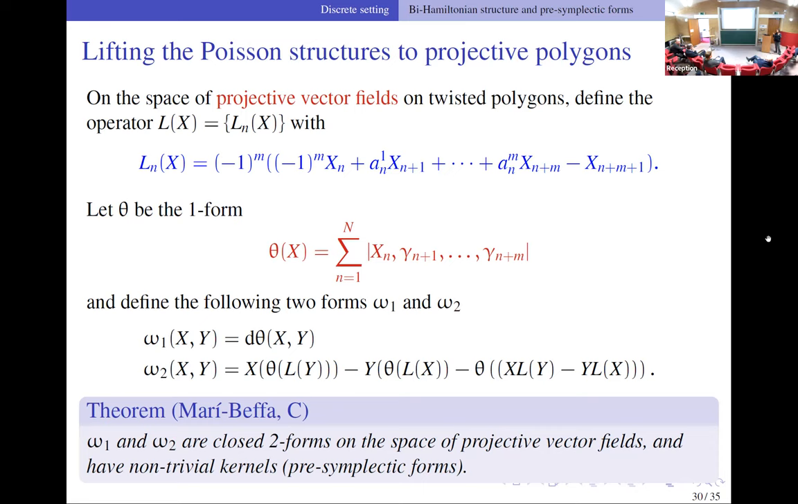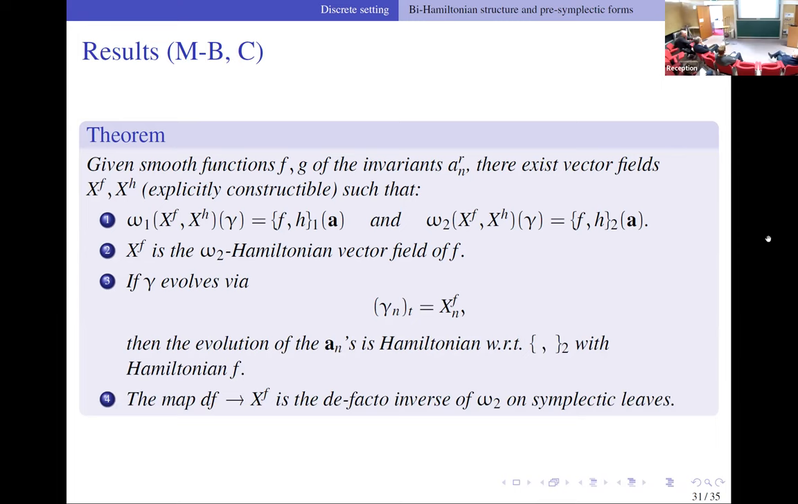So the main result here is that, in some sense, we can invert the second symplectic form, omega 2. In other words, we can write those really ugly Poisson brackets in terms of the two pre-symplectic forms instantiated on certain vector fields. And these vector fields are the Hamiltonian vector field of a function on the space of polygons with respect to the W2 symplectic form, in such a way that if gamma evolves by this so-called Hamiltonian vector field, which are actually defined really on symplectic leaves, then the evolution of the invariants is Hamiltonian with respect to the Poisson space.